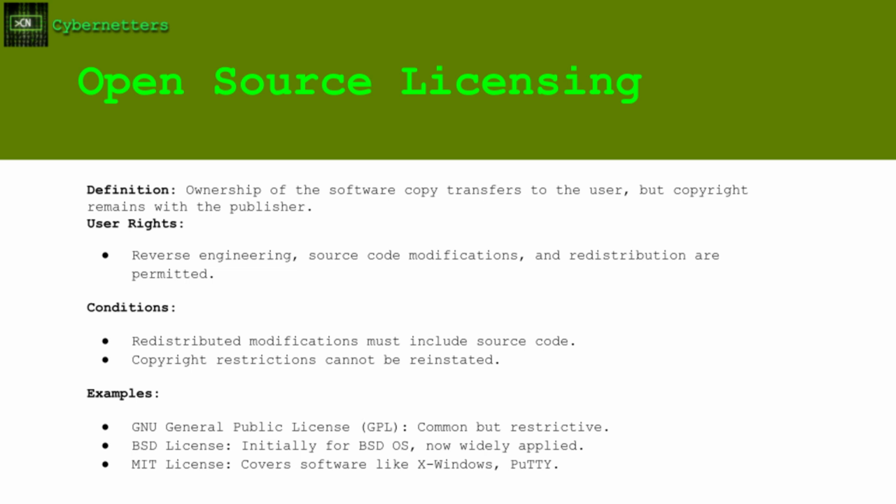The BSD license started with the BSD operating system and is now used for many applications. The MIT license covers popular software like X, Windows, and PuTTY. So think of open source like a recipe you get from a friend. You use it, you tweak it, you share with others, but you can't claim it as your own or stop others from sharing it too.